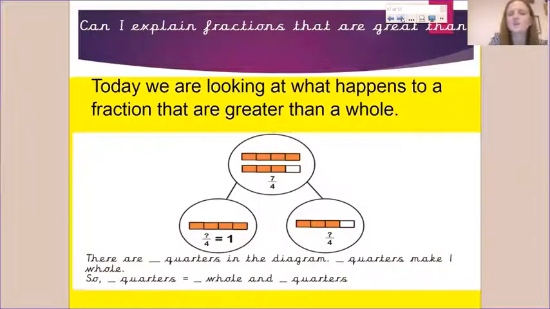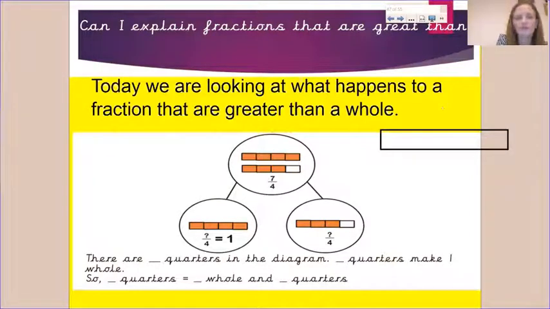Right, so today we're going to be looking at what happens when a fraction is greater than a whole. And in the previous lesson, I explained, and I have said this more than once, that if we were looking at a fraction, for example, let's have it in quarters. Your quarters would be each one of these. That is a quarter, that is a quarter, that is a quarter, and that is a quarter.